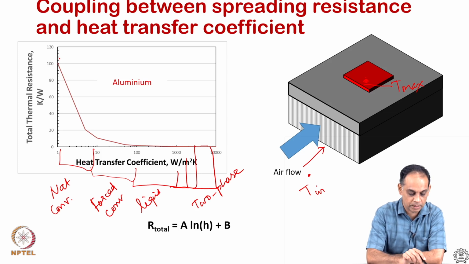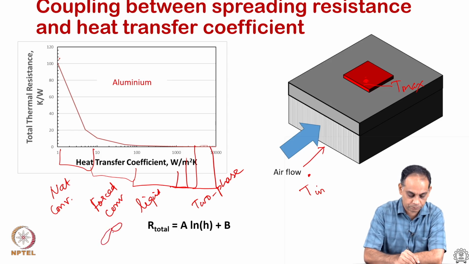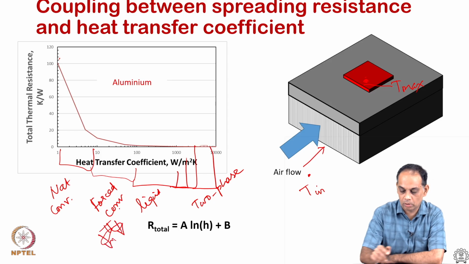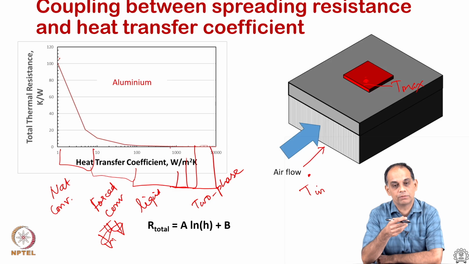We have moved from natural convection, where there is no need for a fan, to a forced convection where a fan is needed that blows air across this heat sink, and even then the drop in the total resistance is not that high. And as you go to smaller and smaller, because sometimes we need to achieve very small resistances because of the high power.